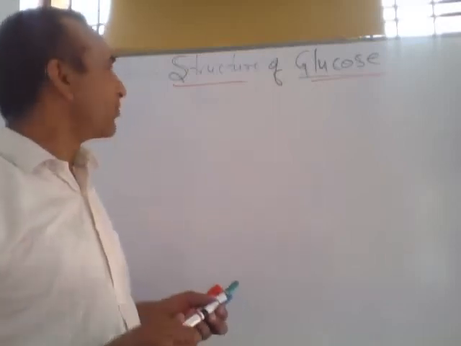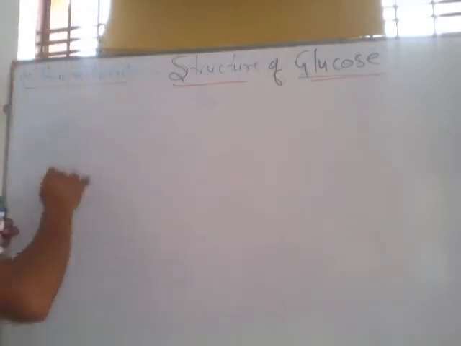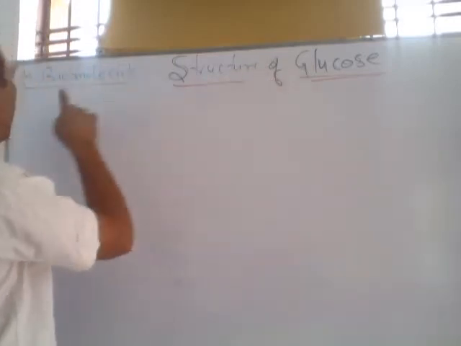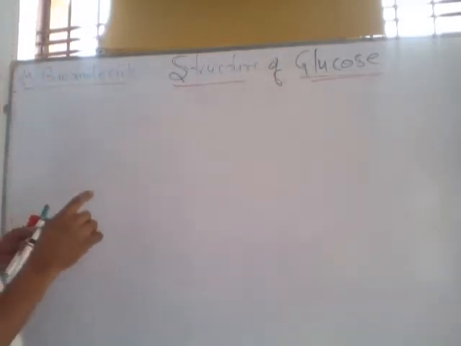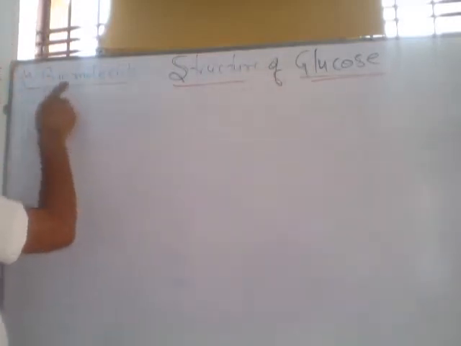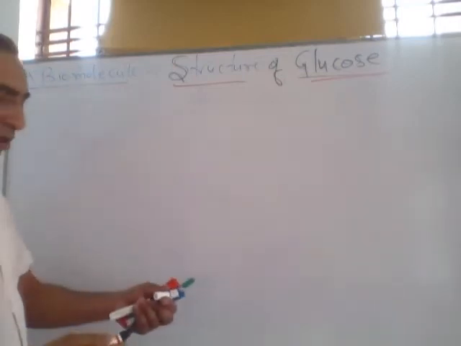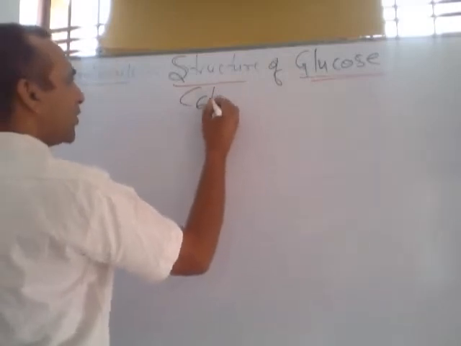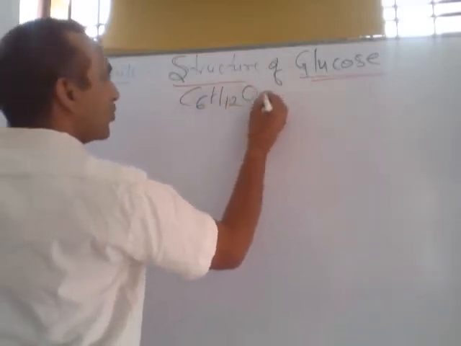Rajput. Today we will discuss the structure of glucose. This topic is from Organic Chemistry, Volume 2, Chapter 14, Biomolecules. You all know that the formula of glucose is C6H12O6.